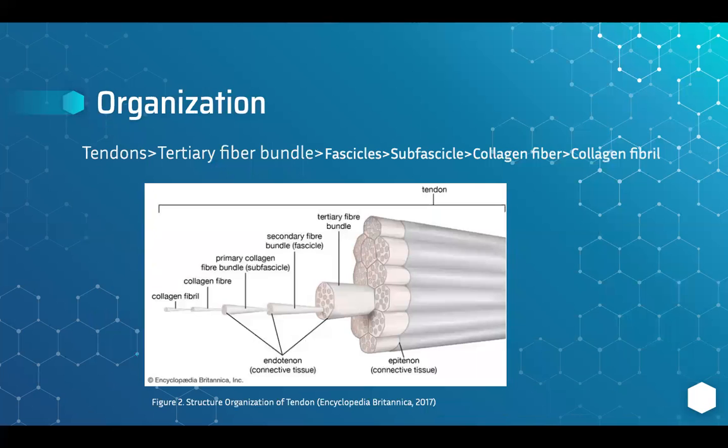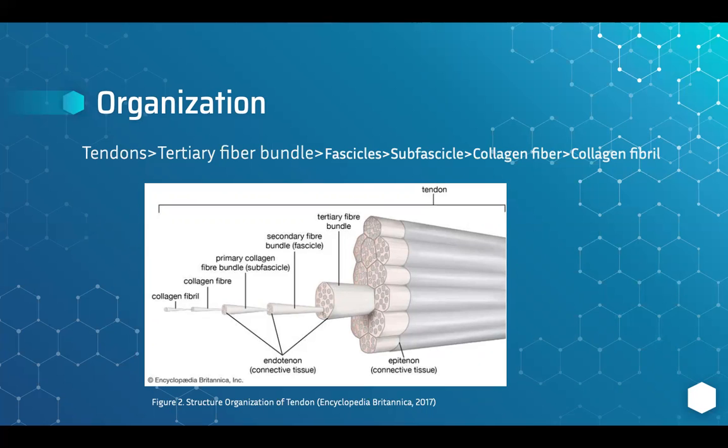Organization. So for tendons, the basic unit is the primary collagen fibers. And the basic unit is even broken down further into bunches of collagen fibrils. And the primary fibers are grouped together into primary fiber bundles. And groups of primary fiber bundles form secondary fiber bundles, which then group together to form tertiary fiber bundles. And a group of tertiary fiber bundles form a single tendon unit.